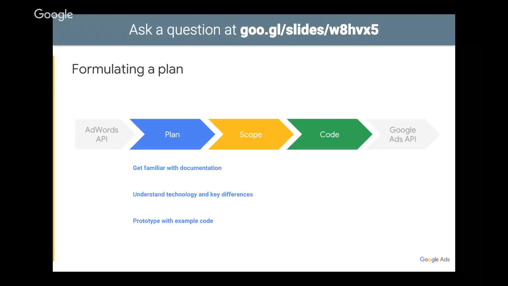So again, what are the key tasks involved, like planning, scoping, coding, to get you from the AdWords API to the Google Ads API? So in the planning stage, again, this is what you can be doing now. We want you to start getting familiar with the documentation, understanding the technology and the key differences between the AdWords API and what the Google Ads API has to offer. So understand Google Ads query language, understand how the differences in how you fetch objects may affect your code base, and start prototyping with the example code. You'll notice on GitHub we have a lot of examples. We're trying to maintain a one-to-one mapping of, where possible, our old AdWords API code examples to our new Google Ads API code examples.